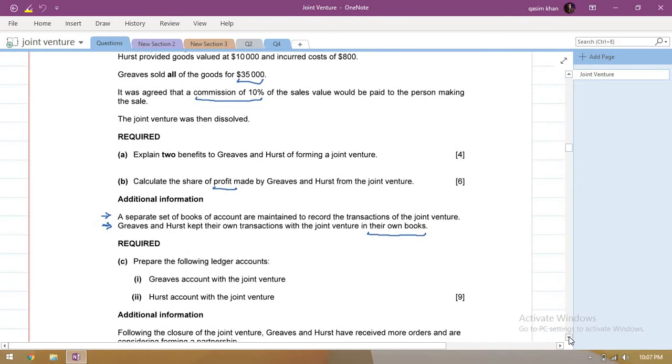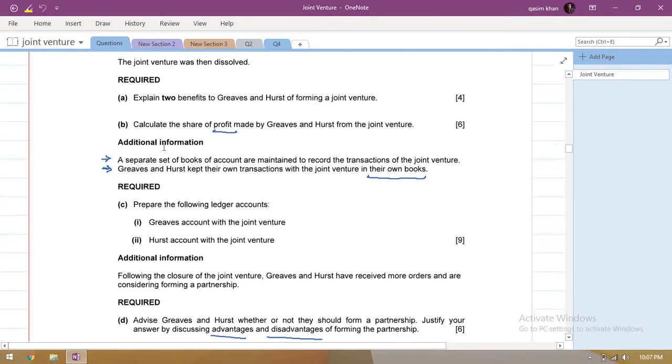Next requirement. Additional information: a separate set of books of account are maintained to record the transactions of the joint venture. Greaves and Hurst kept their own transactions with the joint venture in their own books. We have 2 different accounting treatments for the joint venture. One is that a separate set of books of account is maintained for the joint venture, and the other is that they record the transactions in their own books. In this question, the examiner is giving information about both these treatments, but finally he is asking about them recording their transactions with the joint venture in their own books.